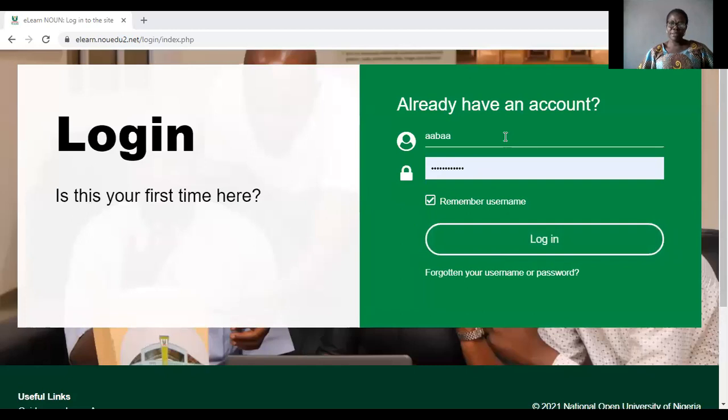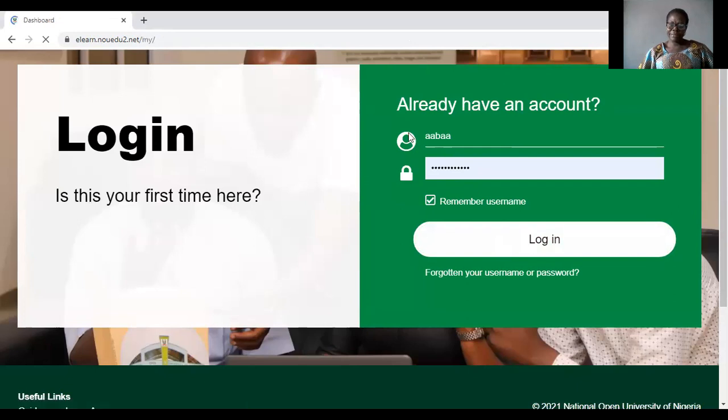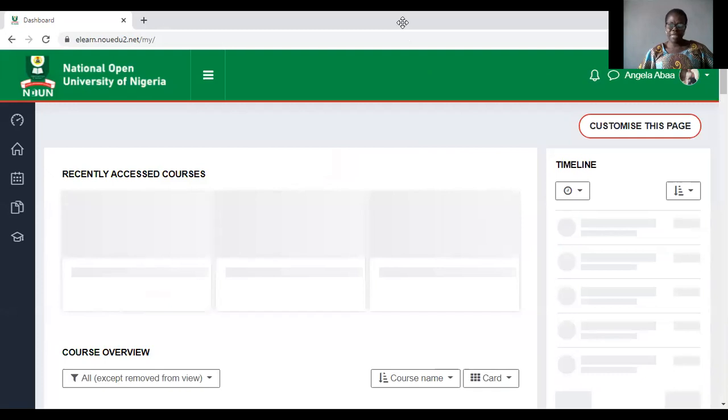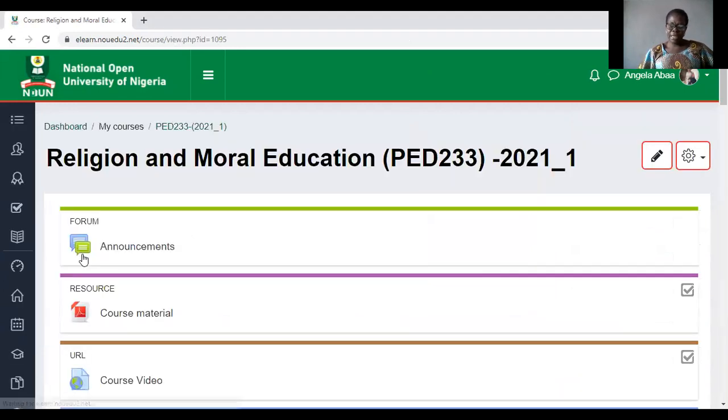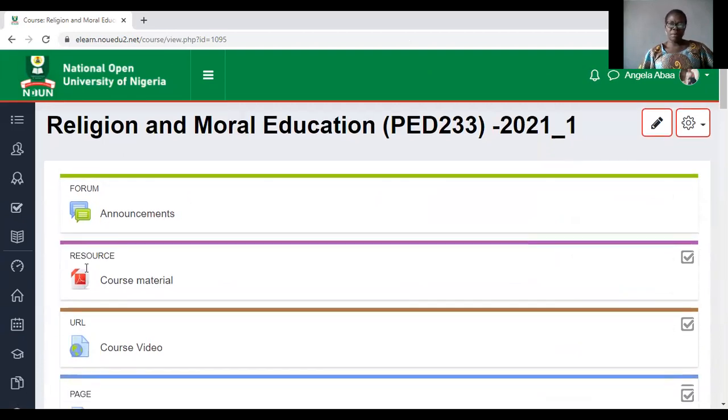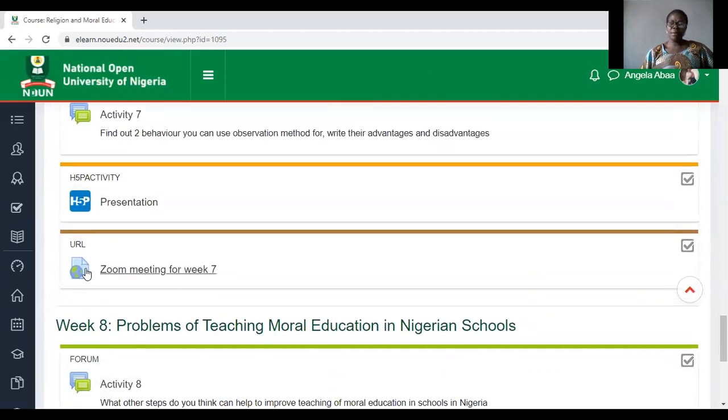While we're waiting for our students to join the class, we wish to remind us of our last lesson. The last topic was examination in moral education, the different types of examination. We discussed types like the essay question, objective questions, completion tests, true or false tests, assignment type of test, evaluation through project, and of course, the observation method.